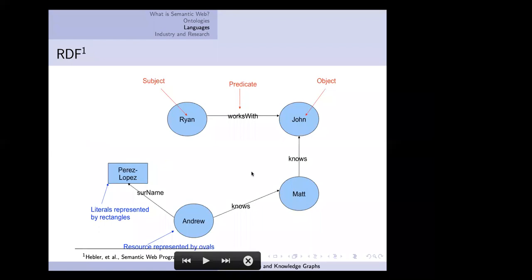Right, so if we have a look at what it actually means. In one sentence, the subject might be Ryan, predicate works with, object John. In another, John would be the subject, predicate knows, object Matt, and so on. So those are the resources, the round nodes in the graph. And then the literals that are represented here by rectangles would be standard data types, like in this case, a string. So you wouldn't be able to connect Perez Lopez any further because this is just a value for our resource Andrew, and it's not really a node in our graph.